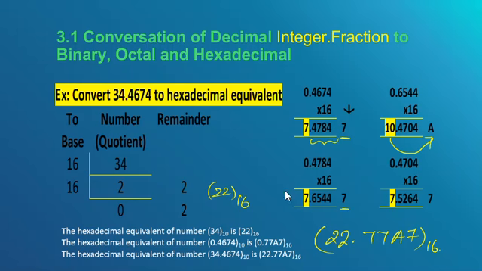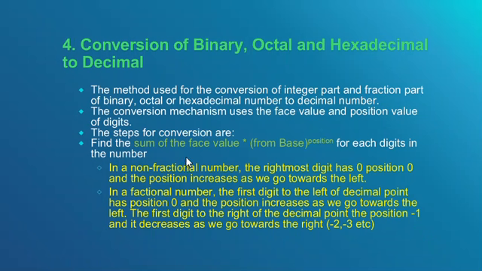So it is of 16. So next thing, we have already converted decimal to binary, octal and hexadecimal. Now we are going to see how binary, octal and hexadecimal are going to be converted into a decimal value.